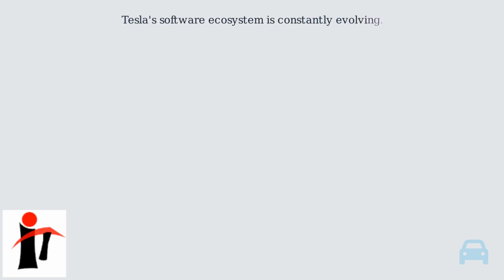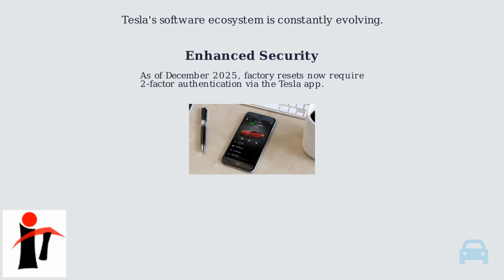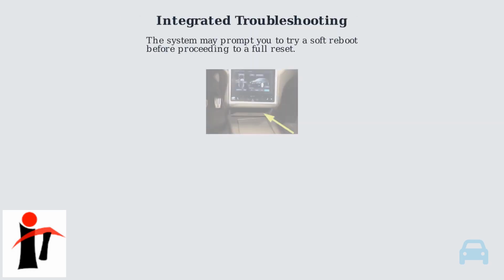Tesla's software ecosystem is constantly evolving, with regular updates improving vehicle functionality and user experience. For added security, factory resets now require two-factor authentication through the Tesla app. This prevents unauthorized access and ensures only the vehicle owner can perform full system resets. Tesla's system now includes integrated troubleshooting that prompts users to attempt a soft reboot before initiating a full factory reset. This helps resolve many issues without data loss and streamlines the process.